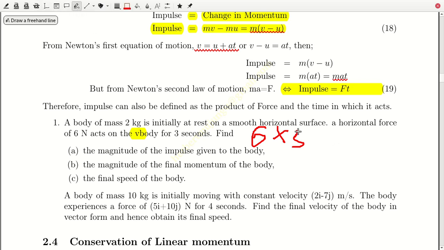which gives us 6 times 3. I'm sure you have already computed it and you have got the answer, which is 18 newton seconds. The units are newton seconds. I'm sure you had already done it as I was fidgeting around with writing here.